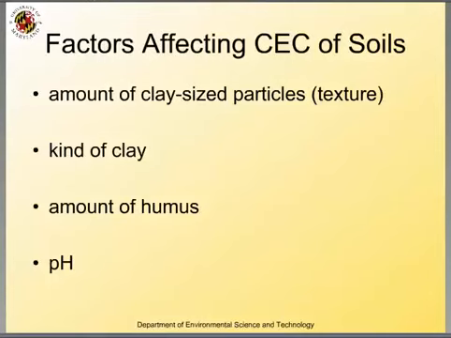Okay. Factors affecting CEC of the soil. Why do soils have different CECs? Well, they could have different amounts of clay-sized particles. If you've got a silt loam, it has more clay in it than a sandy loam does. One reason. Another reason is the kind of clay. Maybe you've got a soil that's dominated by kaolinite in one case, but has illite or vermiculite in another case. If you've got vermiculite, it's going to have a whole lot more charge. Okay? Amount of humus. Does it have 1% humus, 3% humus? Huge difference. And then, what's the pH of your soil? All of those things affect the cation exchange capacity of soils.